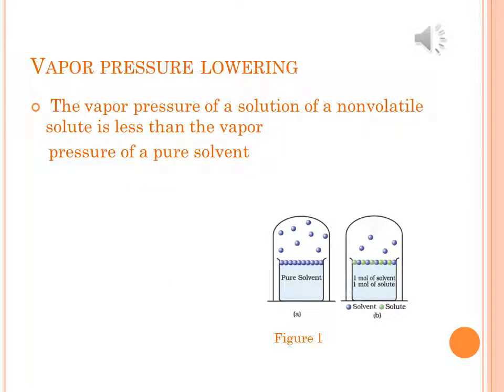Vapor pressure lowering. Look at figure 1. Part A beaker contains a pure solvent, while part B beaker contains a solvent and a solute. There is a difference in the vapor pressure between the two beakers. The vapor pressure of a solution of a nonvolatile solute is less than the vapor pressure of a pure solvent. Why? Formation of solvation shells around solute particles reduces the number of water molecules with sufficient kinetic energy to escape the solution. Therefore, the vapor pressure is lower relative to pure solvent.